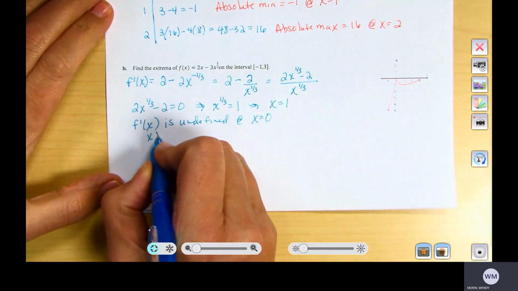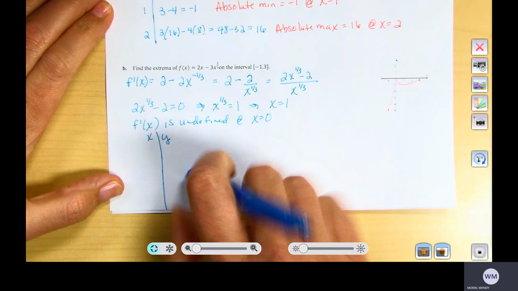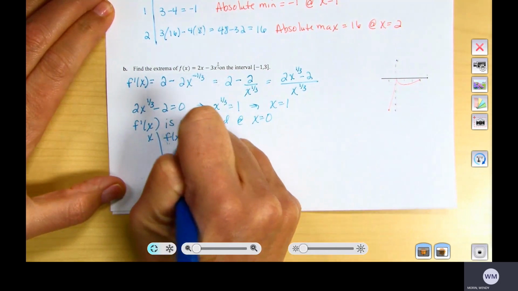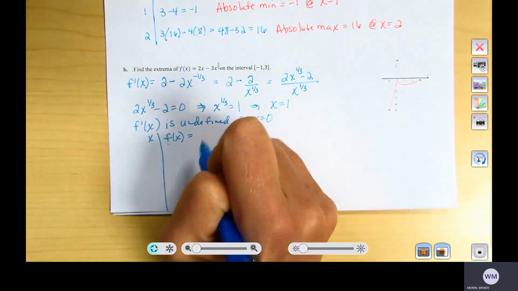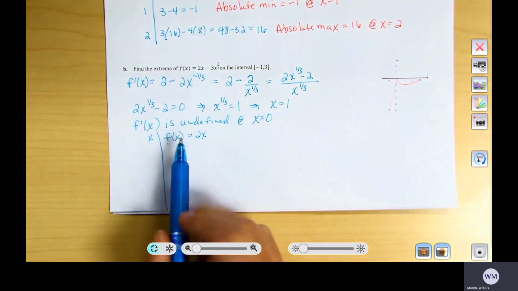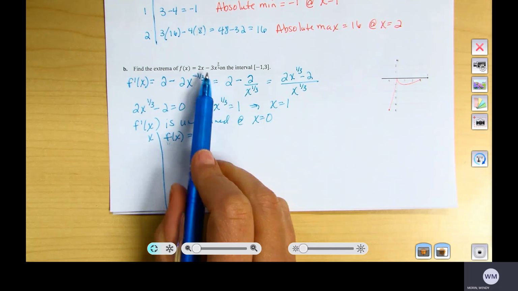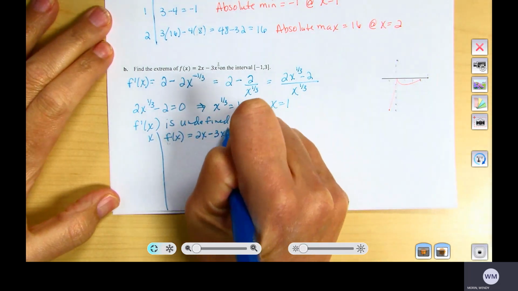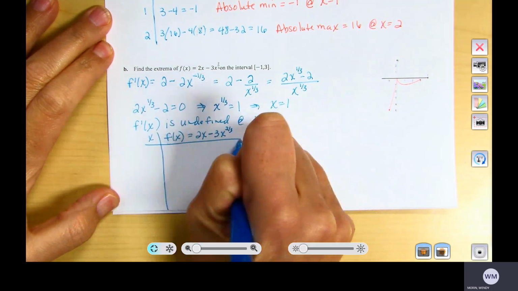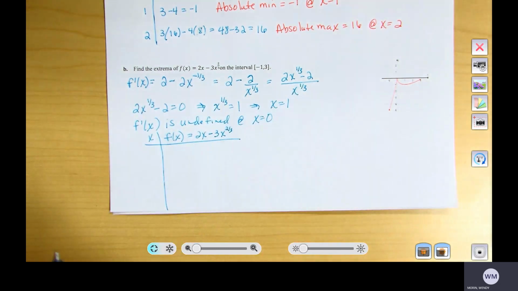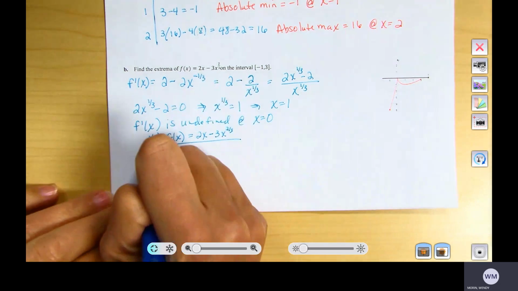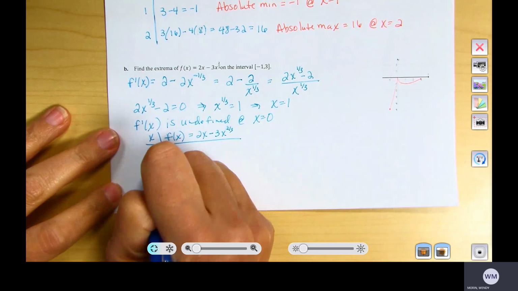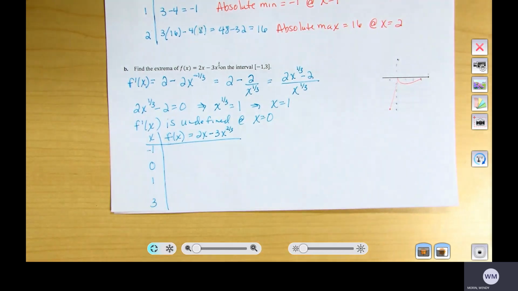So we're going to do the same thing. We're going to make a table. Let's use f of x here. Again, we are trying to find the mins and the maxes of f of x. So you can write f of x, or you can write f of x equals. I like to write down the equation that I am plugging into just to remind myself that I'm not plugging it into the derivative, which is a very common mistake. So you're going to include your endpoints, and your critical values will fall in between. If they don't, then you did something wrong.